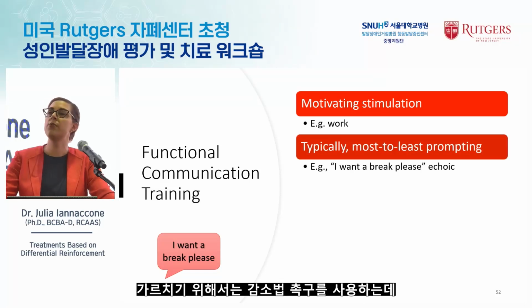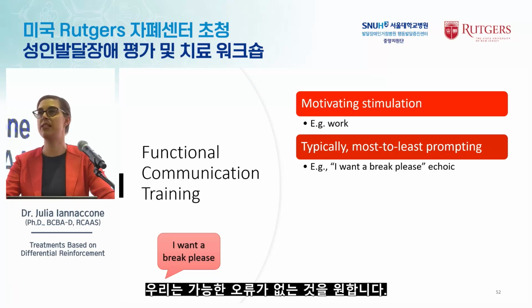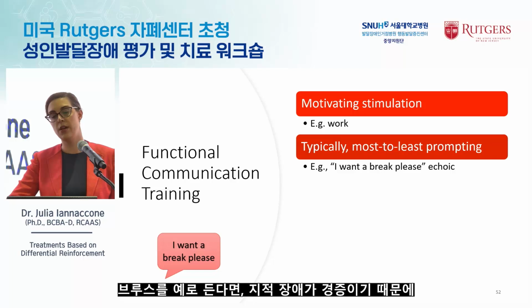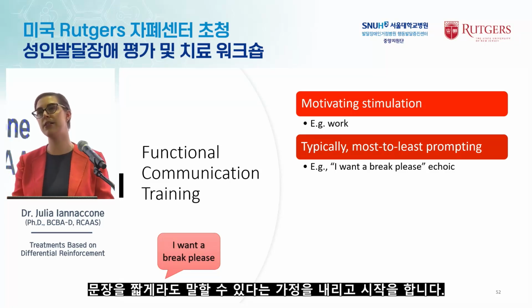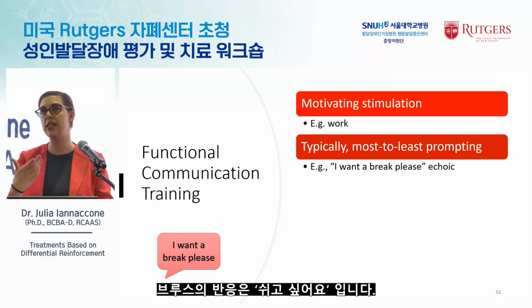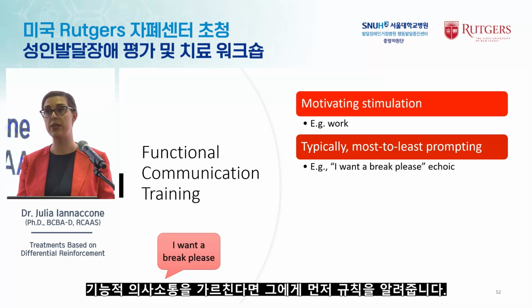To teach it, usually we use most to least prompting, and this is because we don't want them to make a mistake. We want to keep it as errorless as possible. So if we are starting very small, so Bruce, in this example, and in his profile, he only has mild intellectual disability, so we're going to assume that he can speak in sentences, short sentences. So his response is, "I want a break, please."